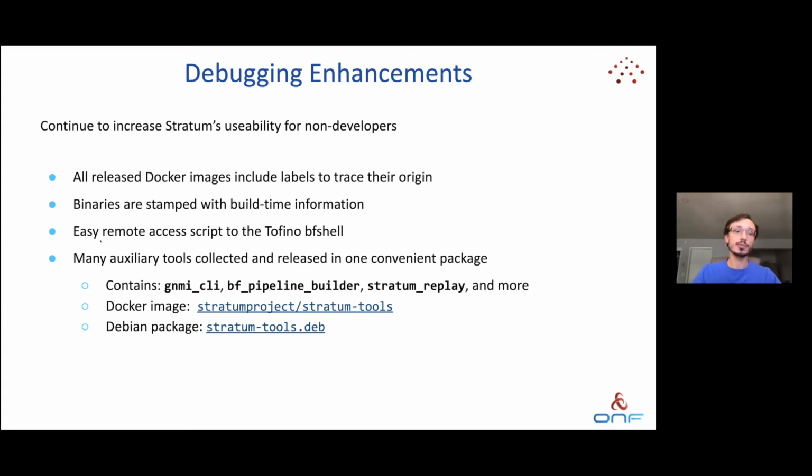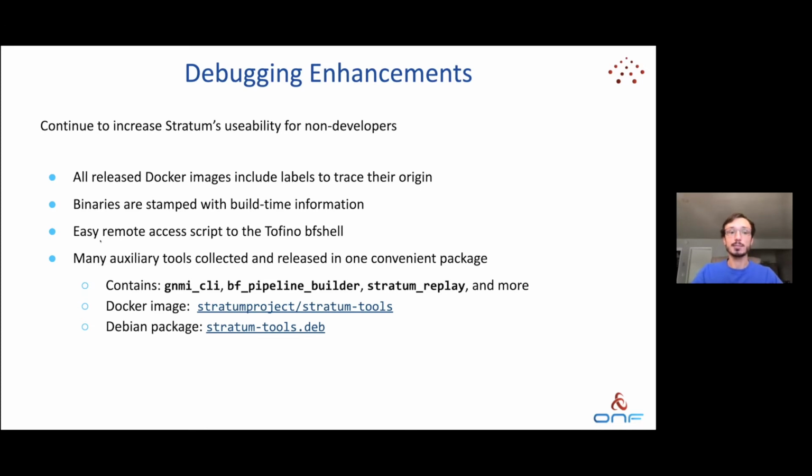The third improvement that we made is adding a small convenience script that allows easy remote access to the Tofino shell, Tofino BF shell. A lot of tutorials or advice on the official Intel forum assume that you have a shell open or at least available to you, and if you start Stratum in the default configuration, such a shell is not there and it's hidden. That confused a few people, so we made it available here.